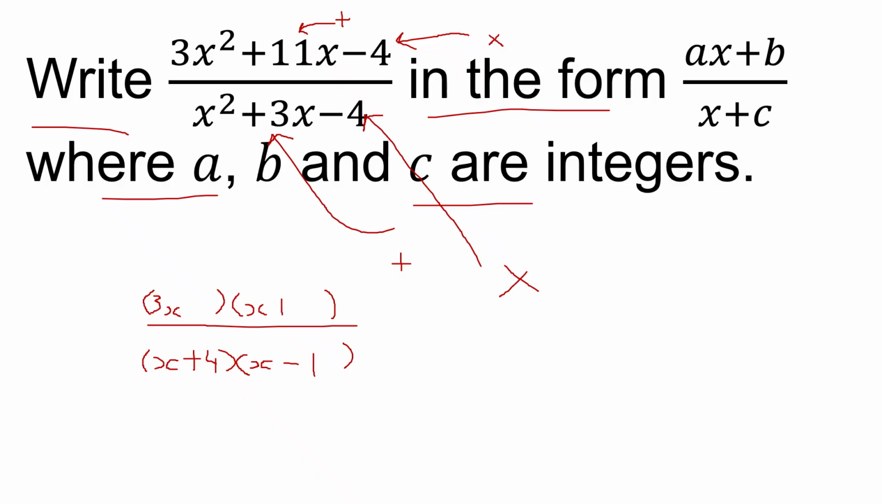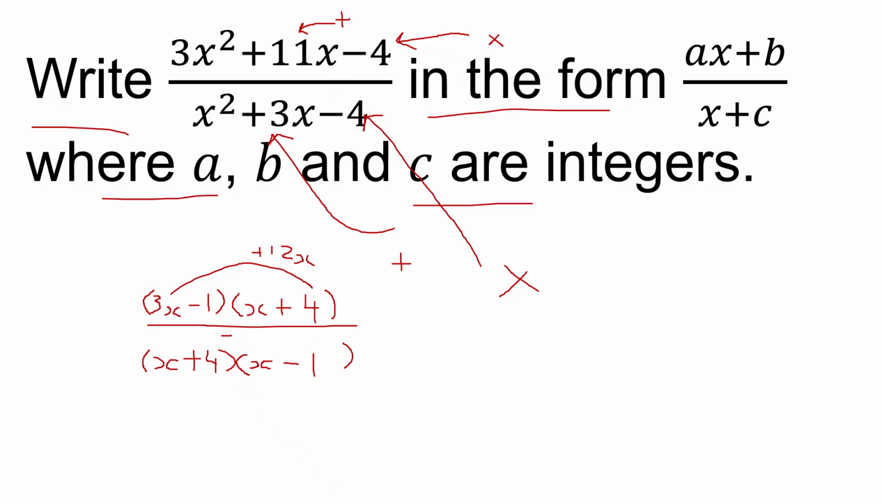So let me put plus 4 here, and then minus 1, and see what we get. This is a bit of trial and error. We get 3x times x makes 3x squared. 3x times positive 4 makes plus 12x. Then we've got minus 1 times x makes minus x. When you combine that, it gives you plus 11x, and then minus 1 times plus 4 is minus 4. So yes, that is correct.